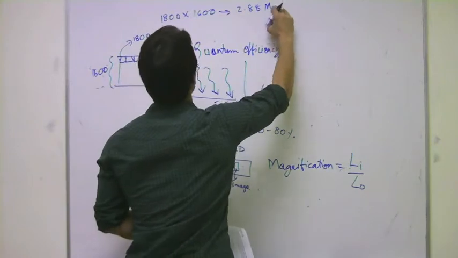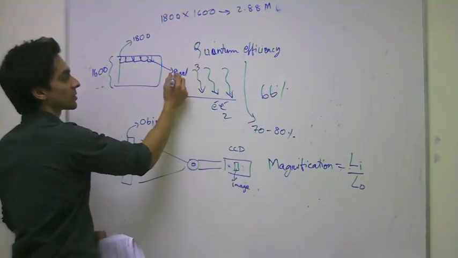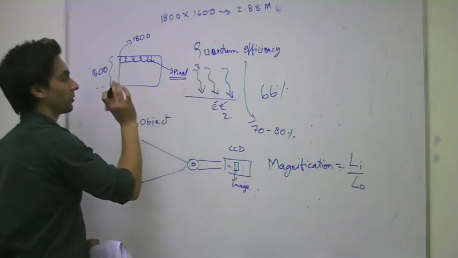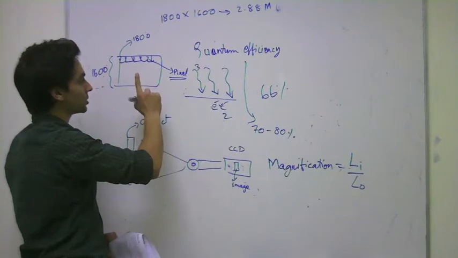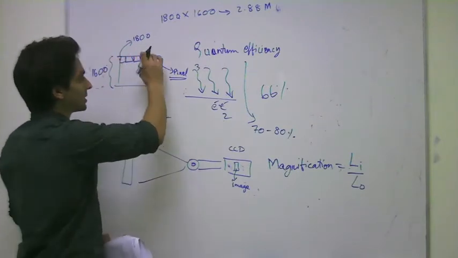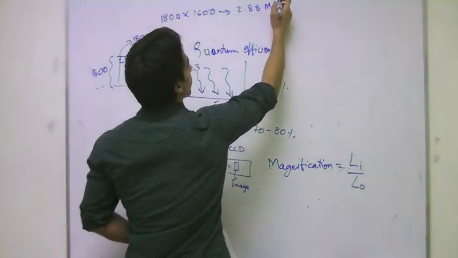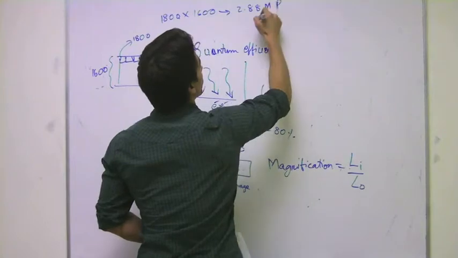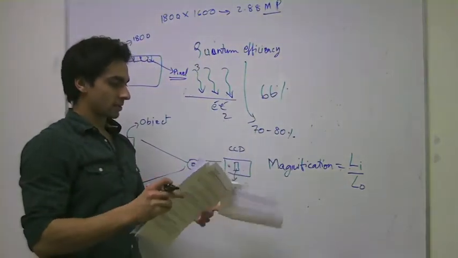Now each capacitor here is called a pixel, okay. The pixel is the smallest entity which can hold one value of voltage information relating to one value of the intensity incident on it, okay. So this would be 2.88 million pixels or 2.88 megapixels. So that's resolution.